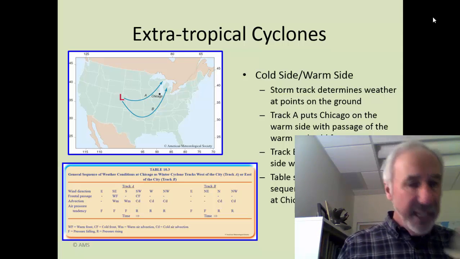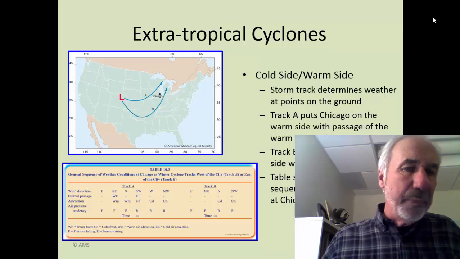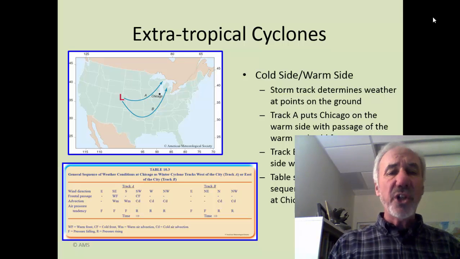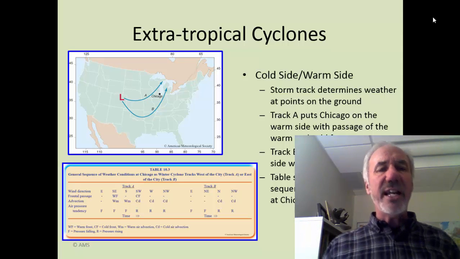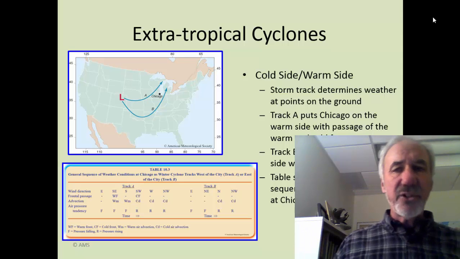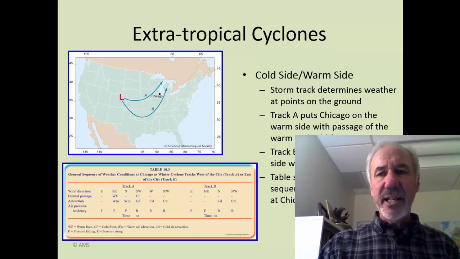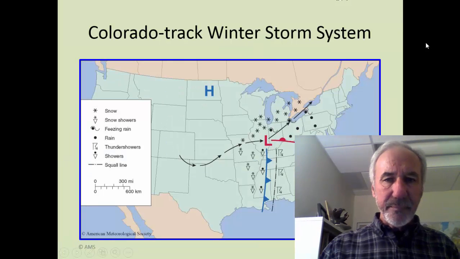So what a difference. If it follows track A, Chicago will just get some rain, no big deal. But if the low follows track B, Chicago could be in for a significant snowfall. This is where it becomes very important that weather forecasters get this right for an extratropical cyclone's path. Anyway, you can read through that table in the book. I would take a look at that too. I'll give you some more detail.